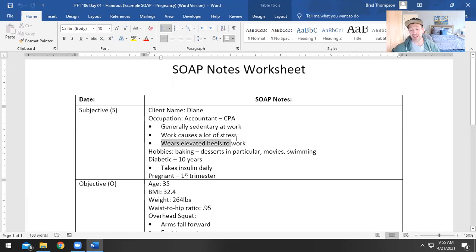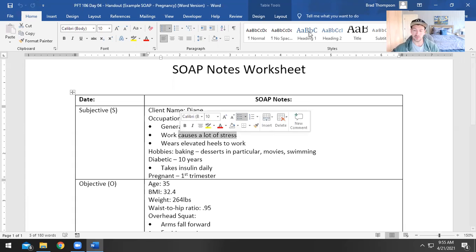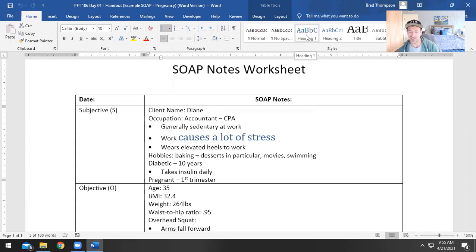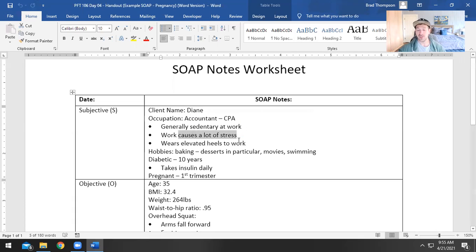So based on that, I'm going to look for tight calf muscles. That's probably something that we are going to see. And with lots of stress, I'm probably going to see active trap muscles as well. Her hobbies include baking, particularly desserts is a very popular one. Watching movies, and then she actually really likes to swim, so that's pretty good.